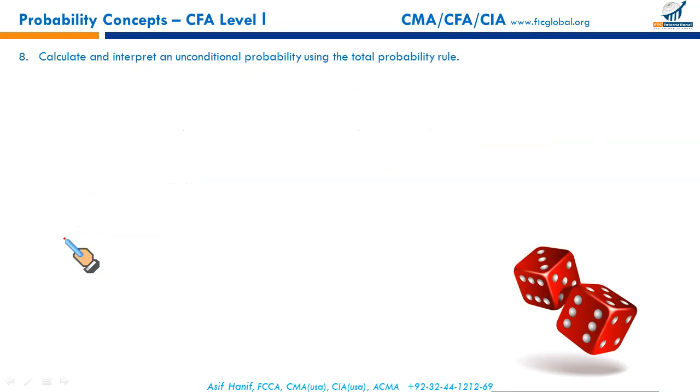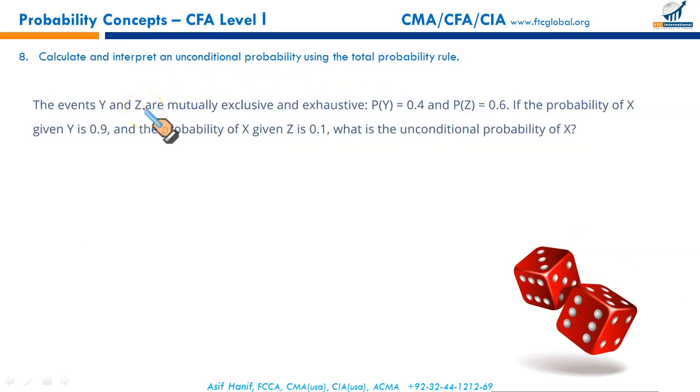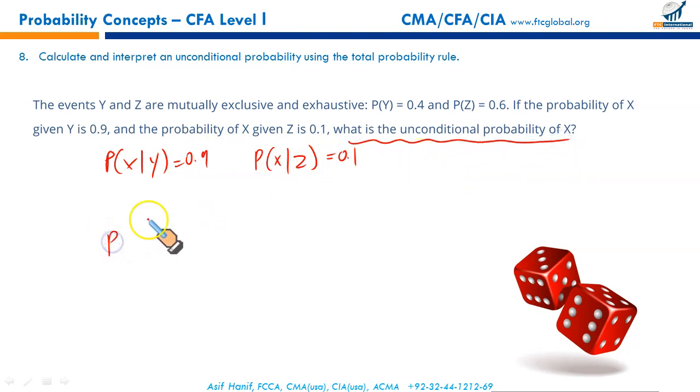Next reading, next LOS is calculate and interpret the unconditional probability using the total probability rule. Here is an example to explain the idea. The events Y and Z are mutually exclusive and exhaustive. Probability of Y occurring is 0.4, 40%, and probability of Z occurring is 60%, 0.6. If the probability of X given Y is 0.9, and at the same time probability of X given Z is equal to 0.1, what is the unconditional probability of X?